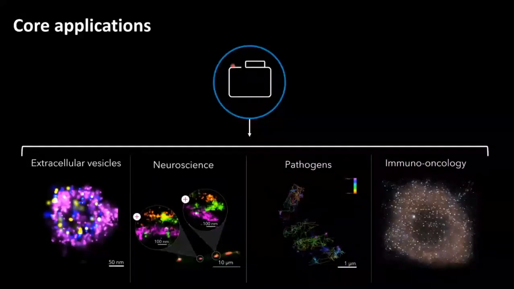Many of the core applications that the Nanoimager has been used for by our commercial as well as academic partners include studying extracellular vesicles in cancer progression and therapeutics. They've used the Nanoimager to understand how neural networks can communicate and work with one another, as well as to study pathogens and their pathogenesis during infection. And finally, the Nanoimager has been important for making discoveries in immuno-oncology and CAR T cells.